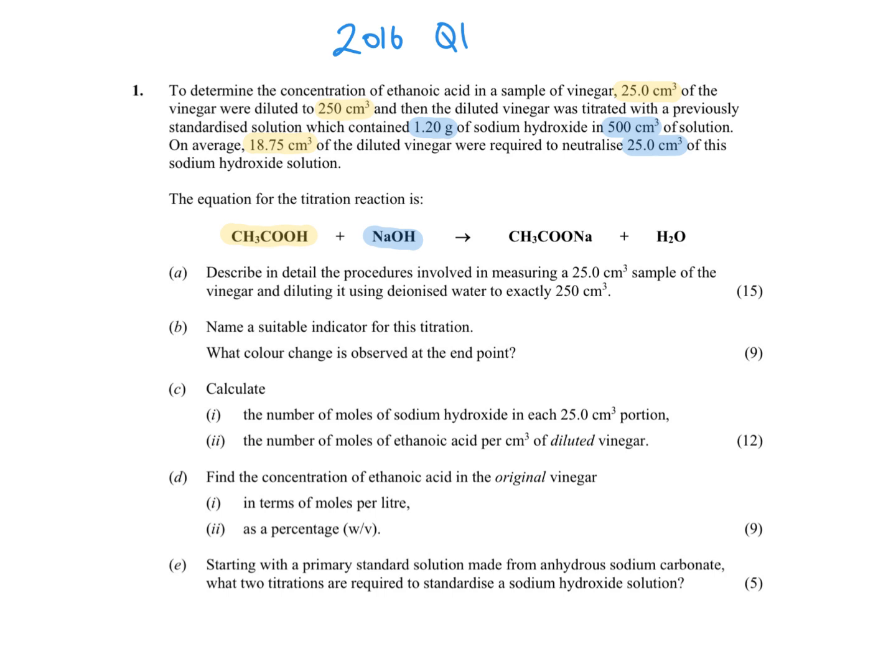The second thing I would say to you here is this first line, 25 centimeters cubed in 250 centimeters cubed. That tells us that we have a dilution factor of 10, because 25 centimeters cubed, you can fit 10 portions of 25 centimeters cubed into 250. So in that first paragraph there, we've gotten a lot of information for our calculation, and it is important that we highlight and know what all of that is.